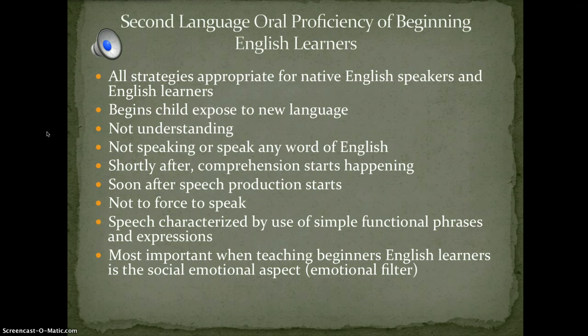Second language oral proficiency of beginning English learners. This stage begins right away when the child is exposed to the new language. At the beginning, the child does not understand or speak any word of English. However, shortly after repetitive social interactions in this new language, comprehension starts happening. Soon after comprehension starts, speech production will take place. Still, it is important not to force the child to speak at this stage.